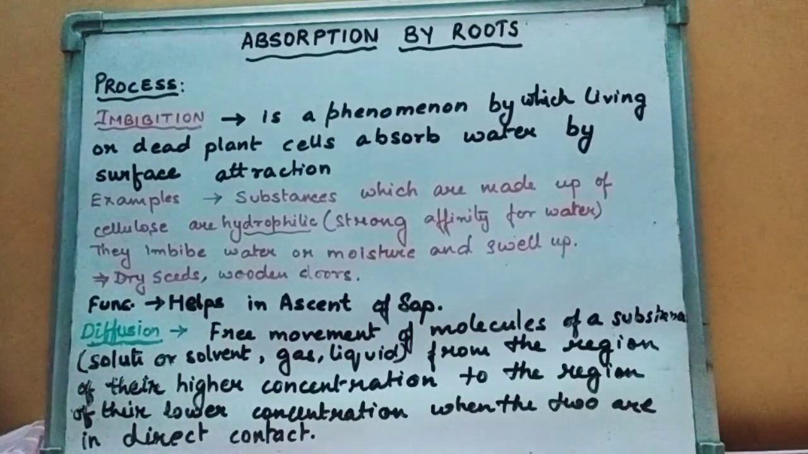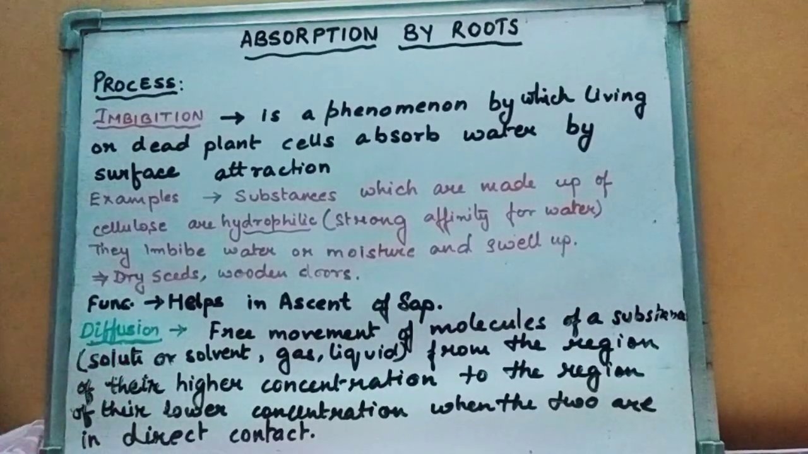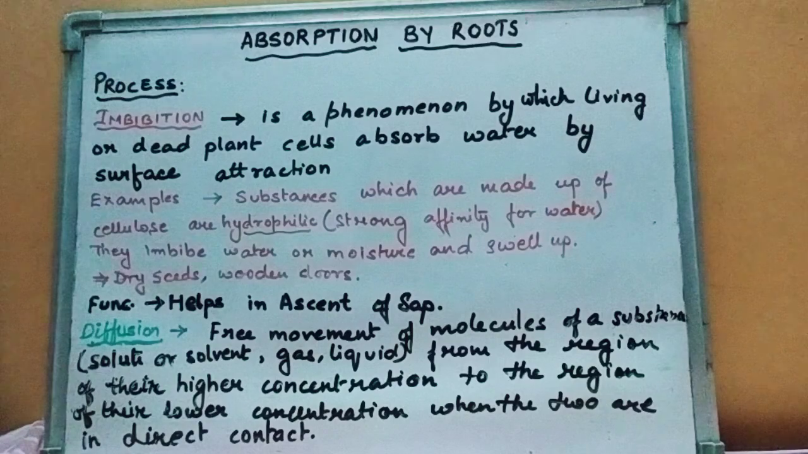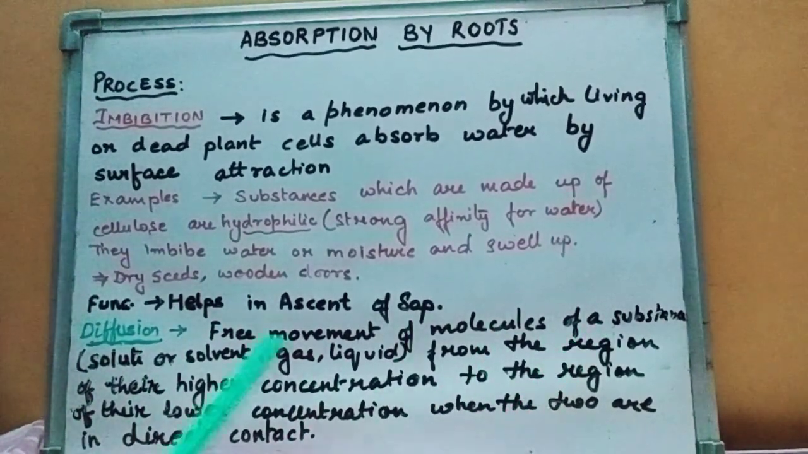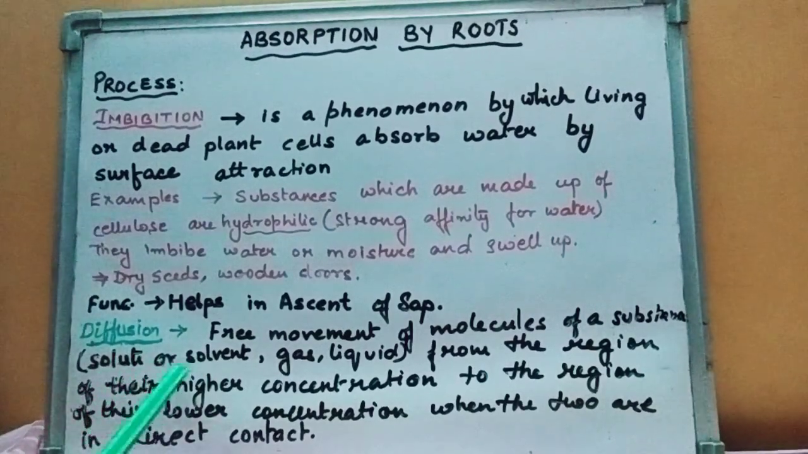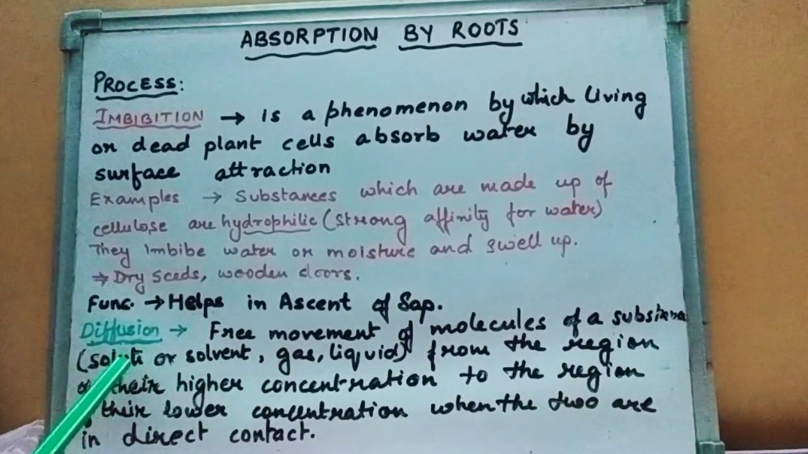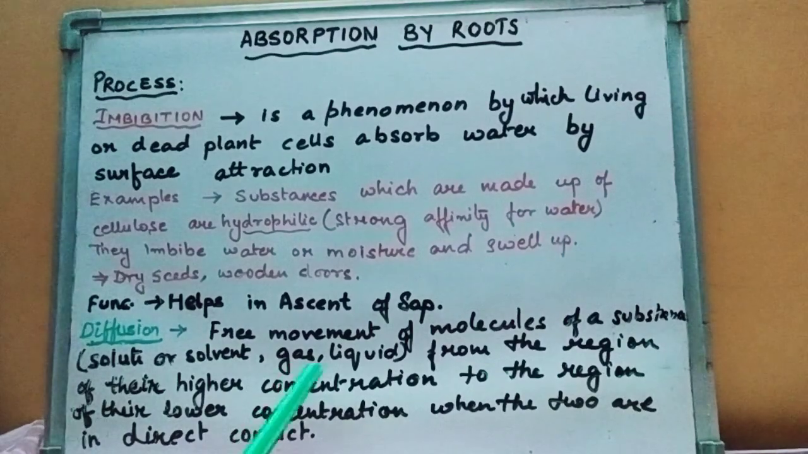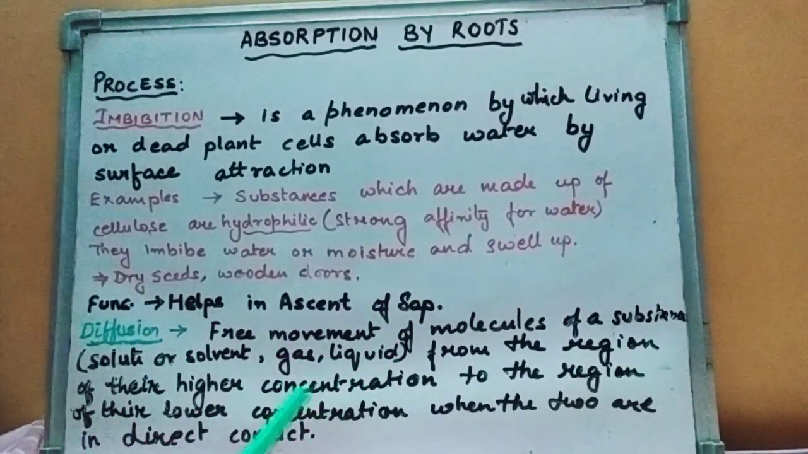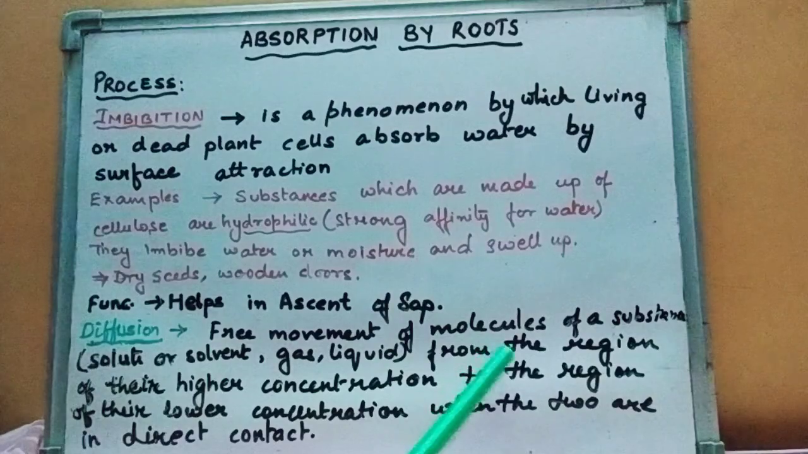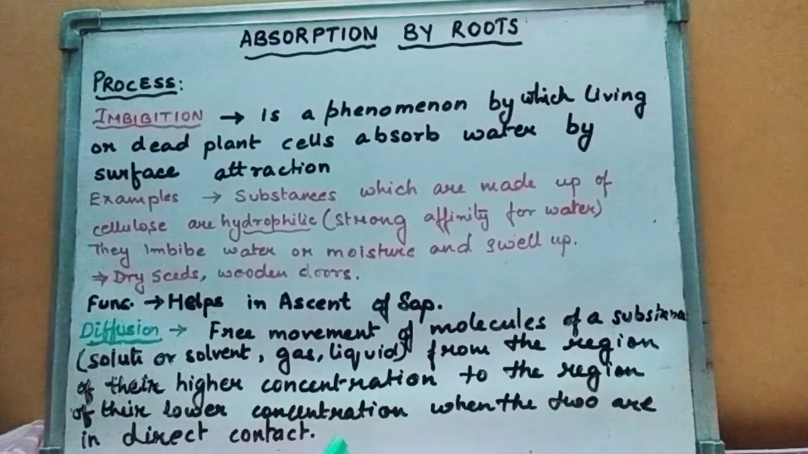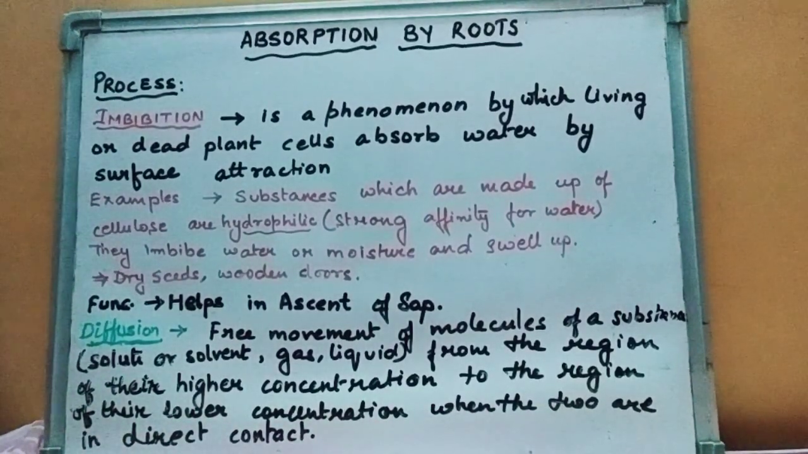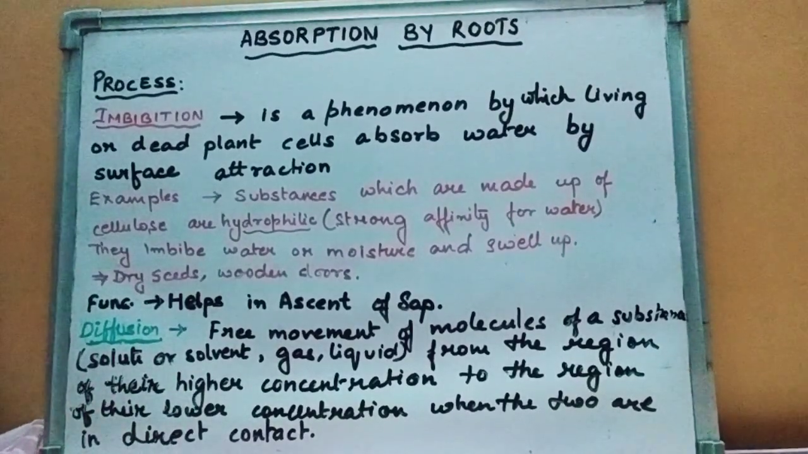The next very important process is called diffusion. You can see the definition is a very concise one. Free movement, remember it is a free movement of molecules of a substance, either solute or solvent, that is either solid, liquid, or gaseous. In all the three states of matter, this process could take place from the region of their higher concentration to the region of their lower concentration when they are in direct contact.